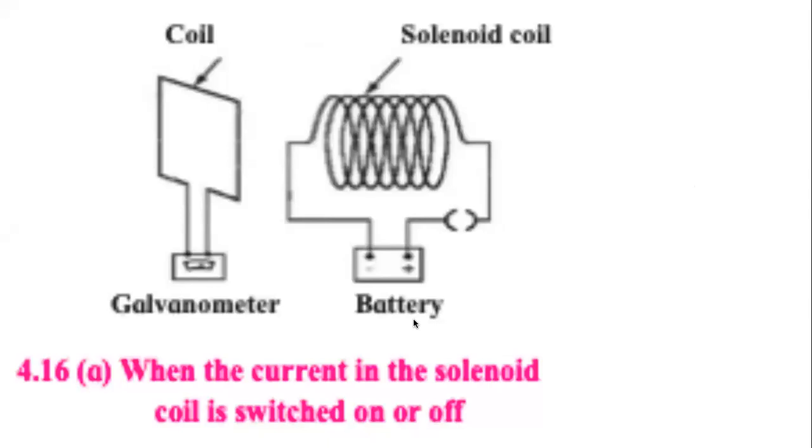Now what we have is a coil which is connected to a galvanometer. Of course, galvanometer is there to see if a current is produced at all. And then we have a solenoid coil which is connected to a battery. Tell me, remind me, what happens when electric current is passed through a solenoid coil? What happens?